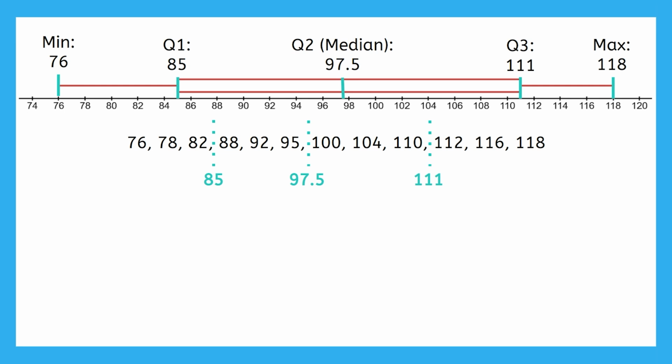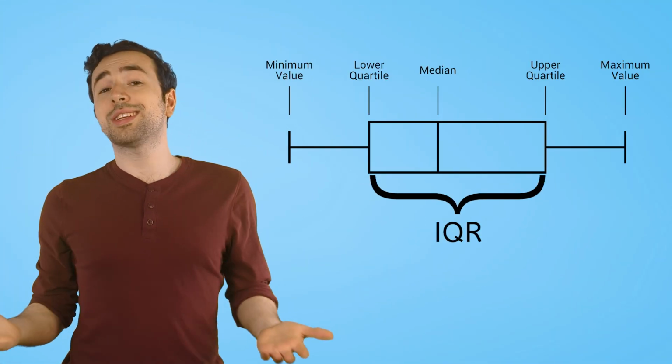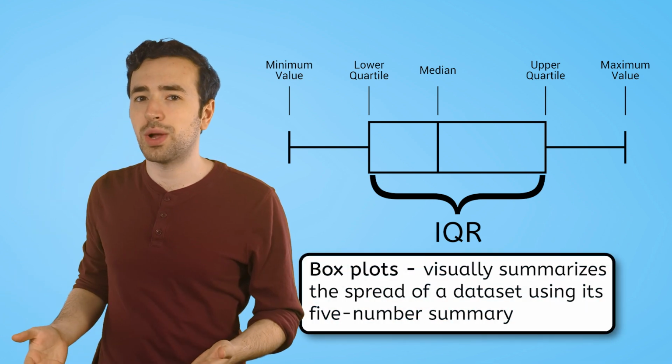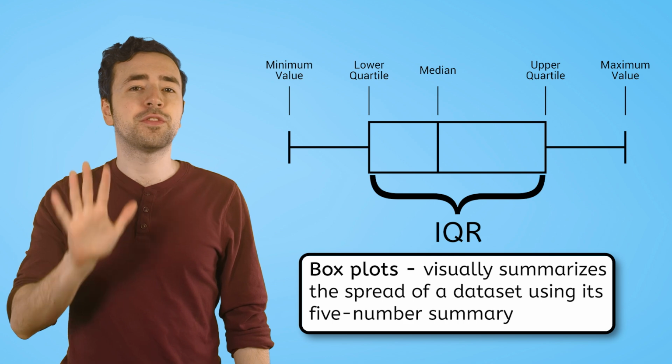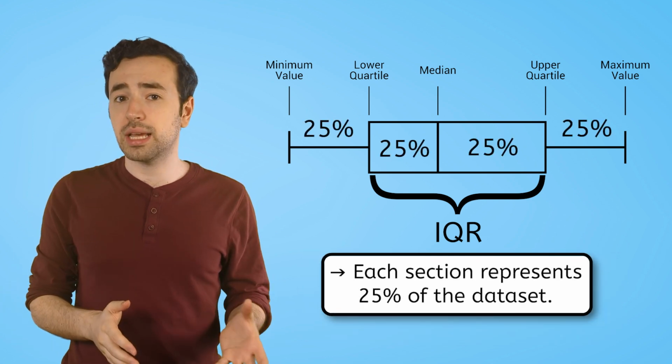What about the IQR? How is the IQR represented in a box plot? Since the IQR is the middle 50% of the data, it would be represented by the length of this box. That makes total sense because the IQR is between Q1 and Q3. So, what does a box plot help us visualize? A box plot visually summarizes the spread of the dataset using its 5-number summary. Each section represents 25% of the dataset.